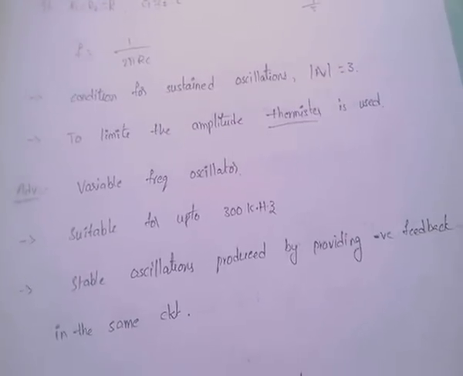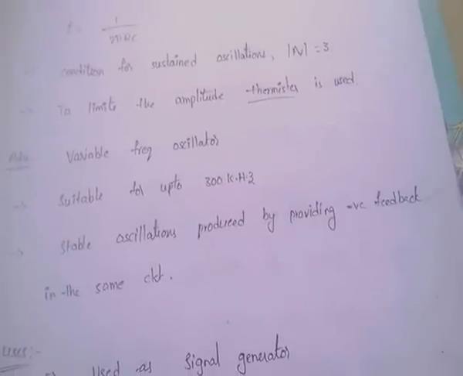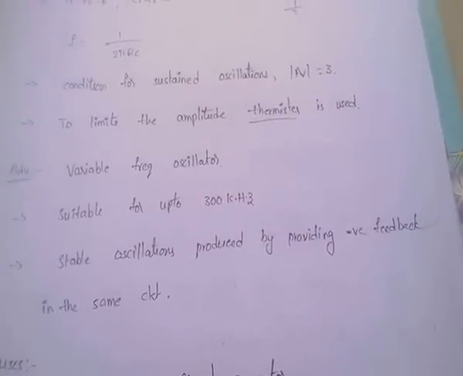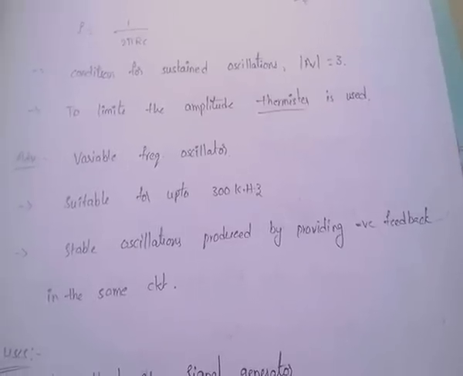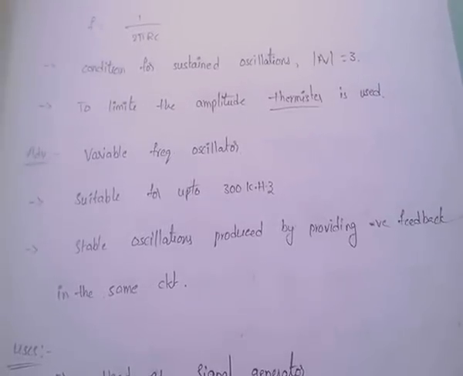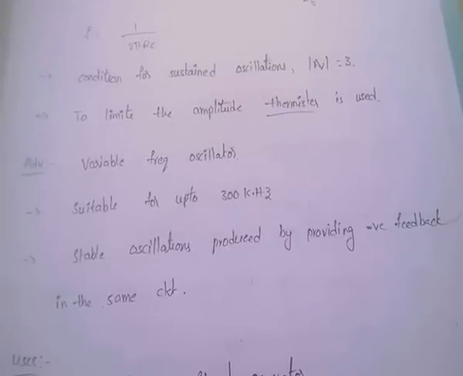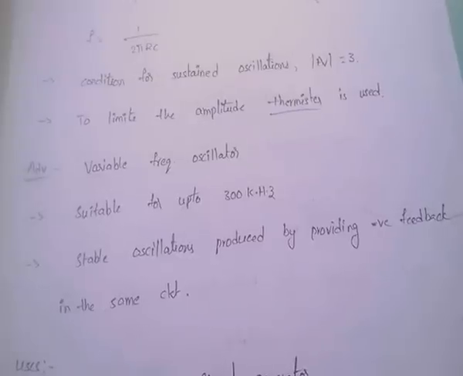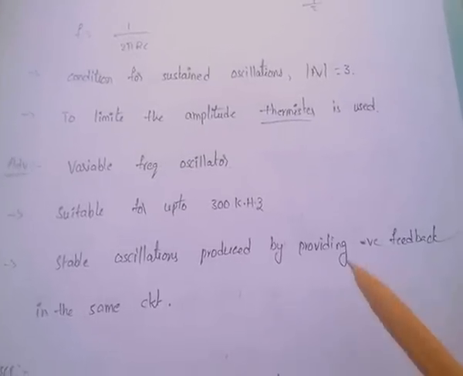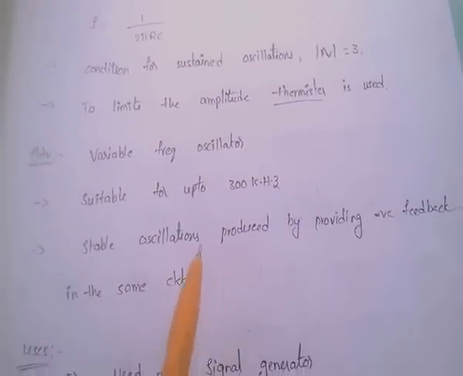It is suitable for up to 300 kilohertz, and stable operation is produced by providing negative feedback in the same circuit. Actually, an oscillator means positive feedback. If we provide negative feedback to the same circuit along with this positive feedback, stable oscillations can be produced.